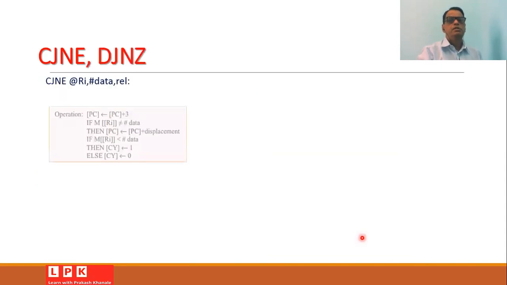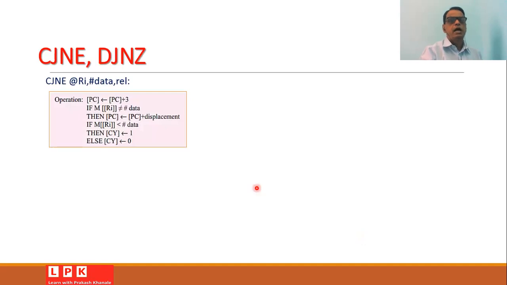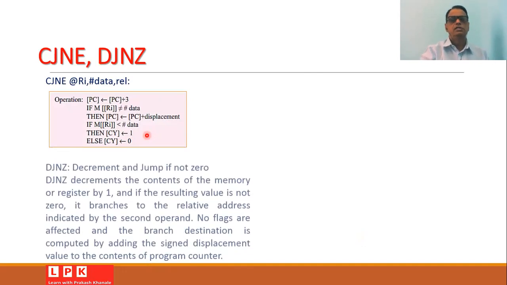Another form of this CJNE is CJNE @Ri, #data, relative address. The operations are almost the same. The only difference is that the content of the memory location pointed to by Ri is checked with the immediate data. If they do not match, then only the content of the program counter is changed. And if the content of the memory location pointed to by Ri is less than the data, then the carry flag is set to 1, otherwise it is cleared.